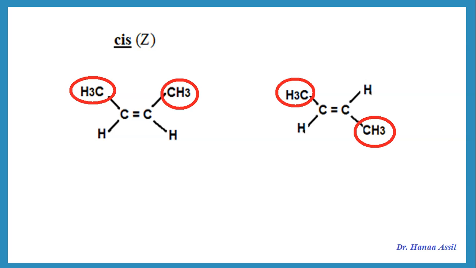If they're on the same side, that's called the cis or a Z. If they're on opposite sides, that's called a trans or an E. Remember that when we draw a skeletal structure for these, the cis looks like this, while the trans will look like this.